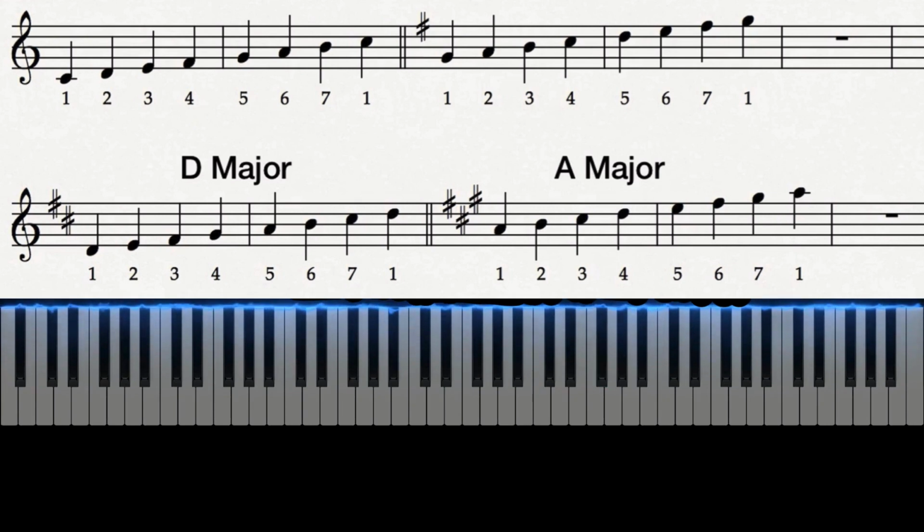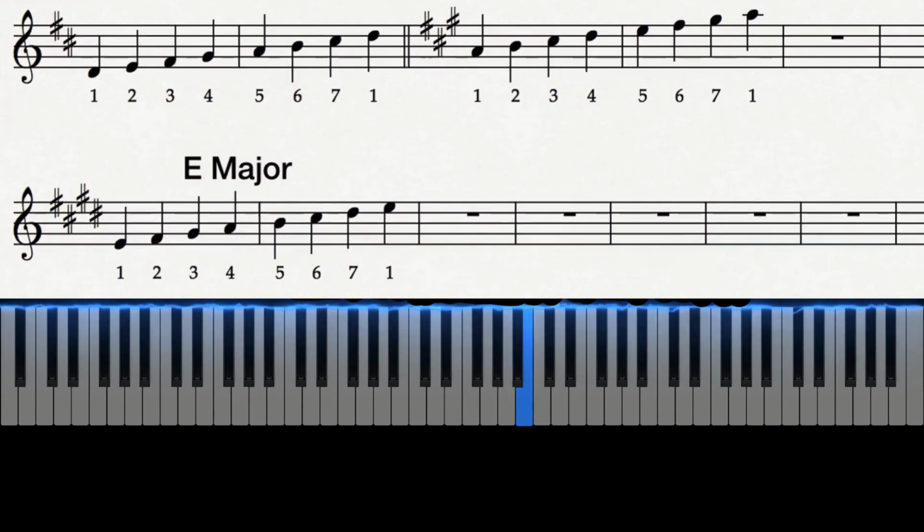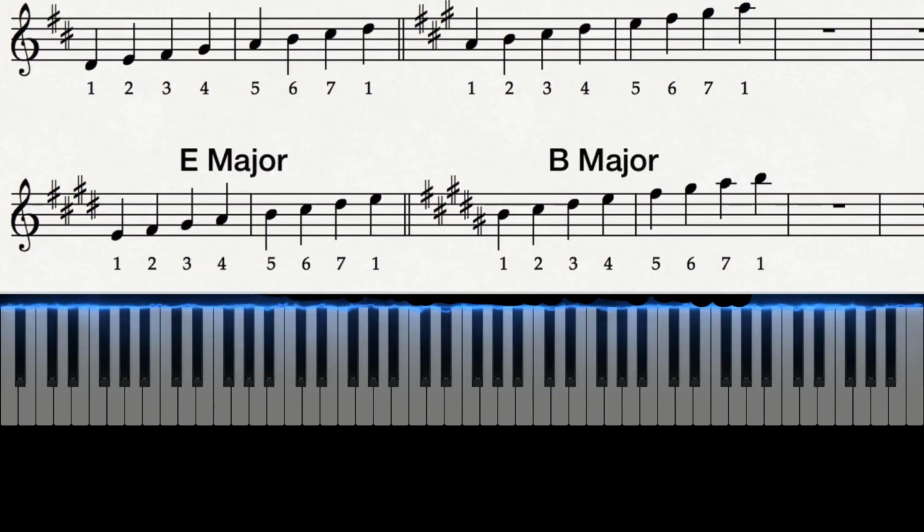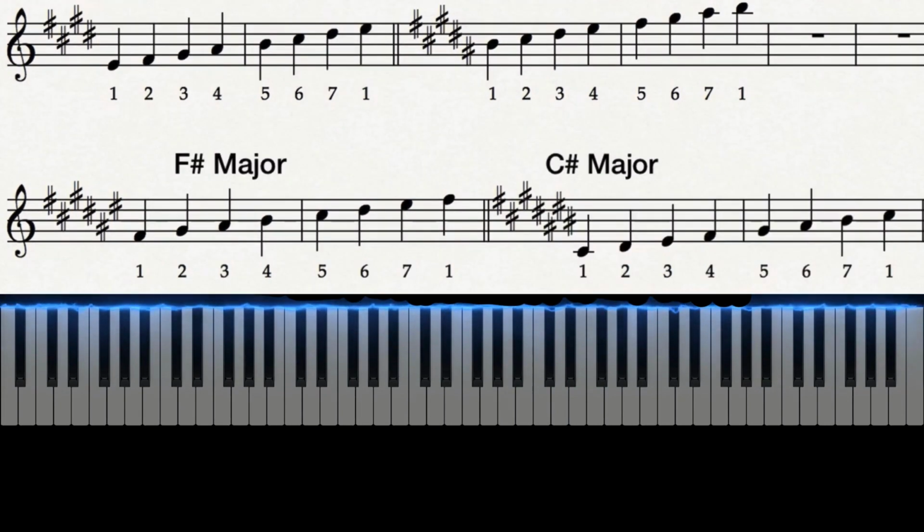Let's continue on with the circle of fifths. After A major, a fifth up is E major with 4 sharps. Then, B major has 5 sharps. Then, F sharp major has 6 sharps. And C sharp major has 7 sharps.